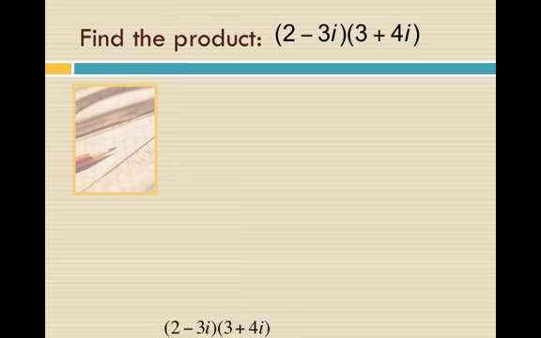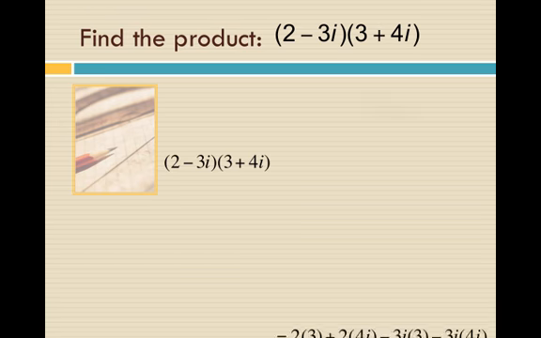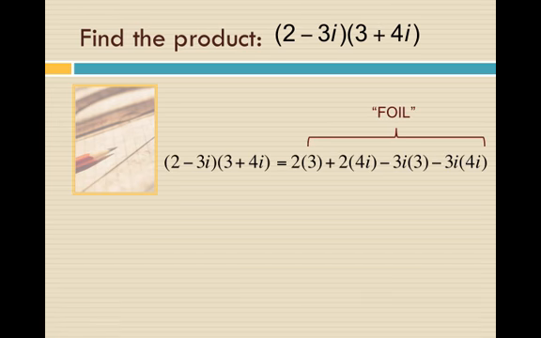Let's find the product of these two complex numbers. Again, we're going to FOIL, or double distribution. I take my 2 multiplied by the 3, and let me grab my pen so you guys can follow me. I do the first, 2 times 3, then 2 times 4i, then negative 3i times 3, and then negative 3i times 4i. And now I've multiplied it. I just have to do a little bit of algebra to clean it up.